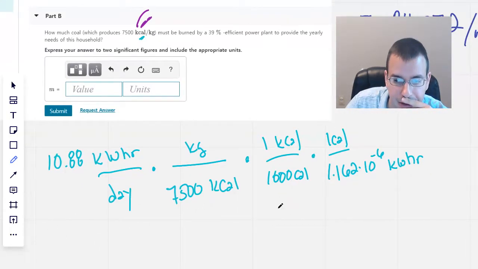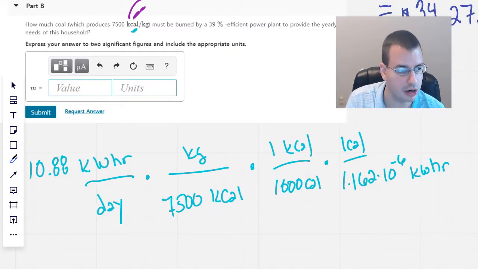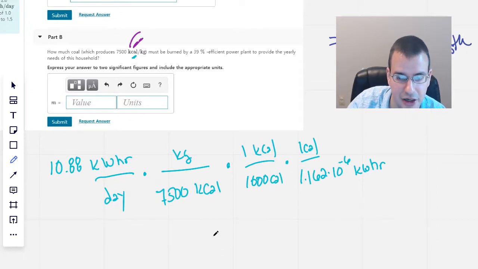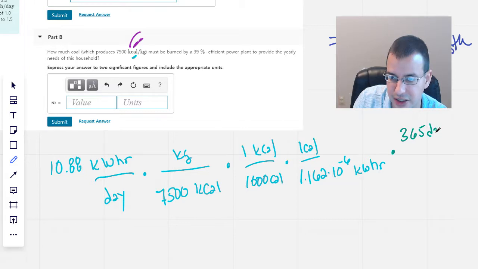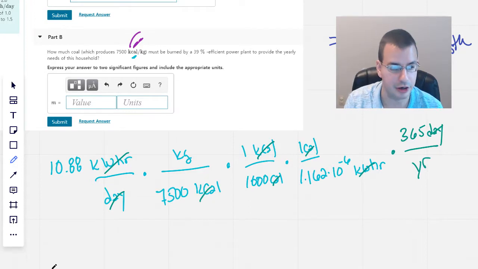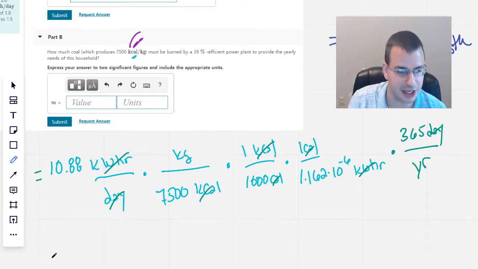Perfect. So now we need to start doing some of our conversions, or cancelings. We have per day here, and then we'll want 365 days per year. And this should give us, so this will cancel, that'll cancel, this will cancel, that'll cancel, and we're left with kilograms per year. So we haven't taken into account the efficiency yet, so we can't forget about that.